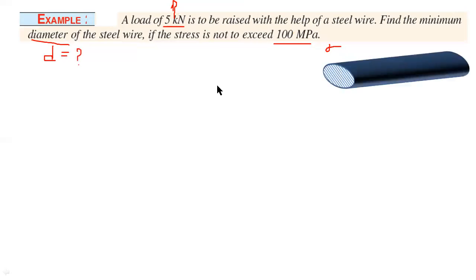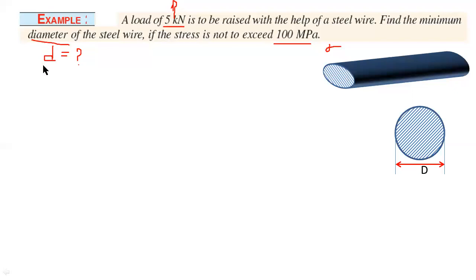Here this is the shape of a wire and this is the cross section of the wire. Here only one diameter is given, so that is solid. Wires are always in solid shape, so you have to consider a solid circular cross section. Capital D is the diameter of the wire.